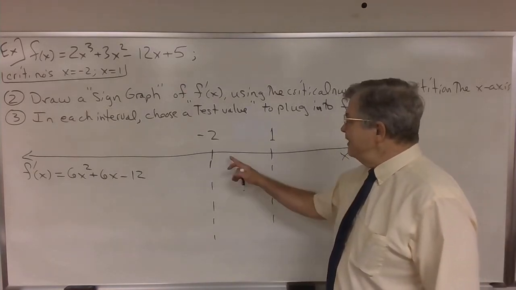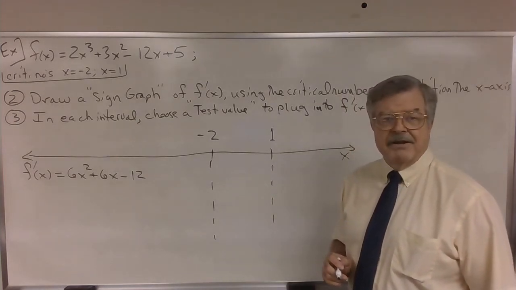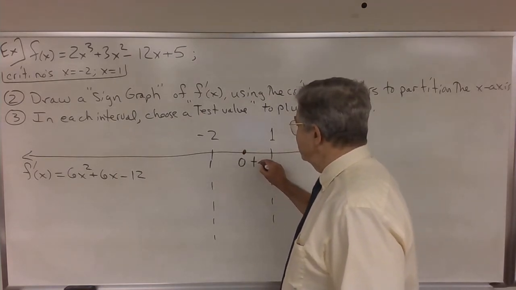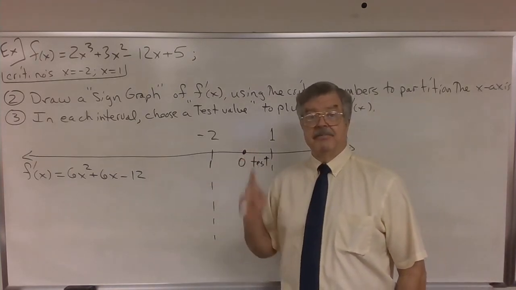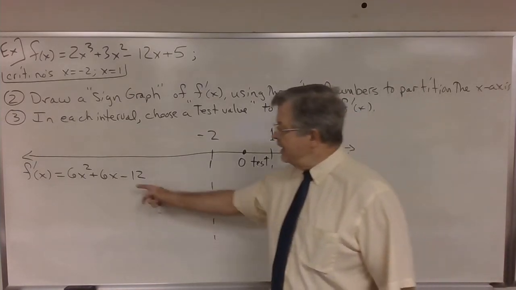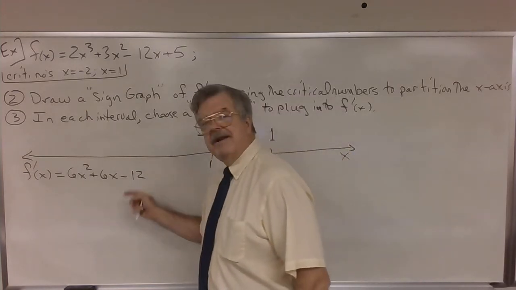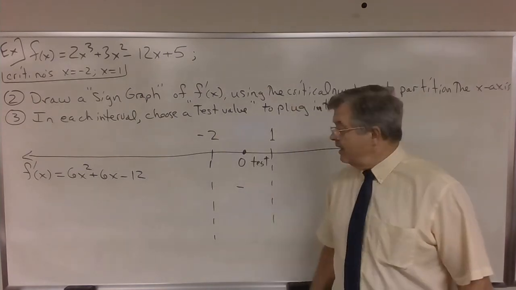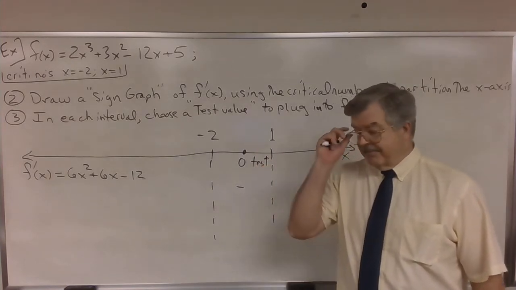Now in this interval I have -1, I have 0, whole numbers. Both of them are good candidates. 0 is an especially good test value because it's easy to plug 0 into a function and compute the result. So I'll take my test value and plug it into the derivative. And when I plug 0 into the derivative, I get -12. So right here, when x equals 0, the derivative is negative.